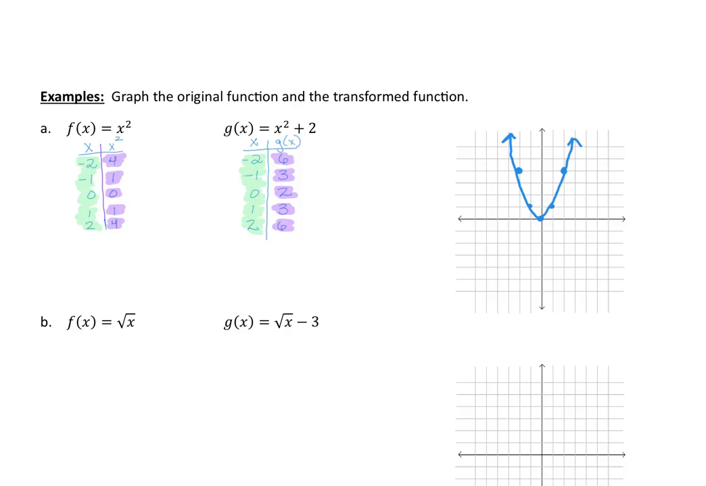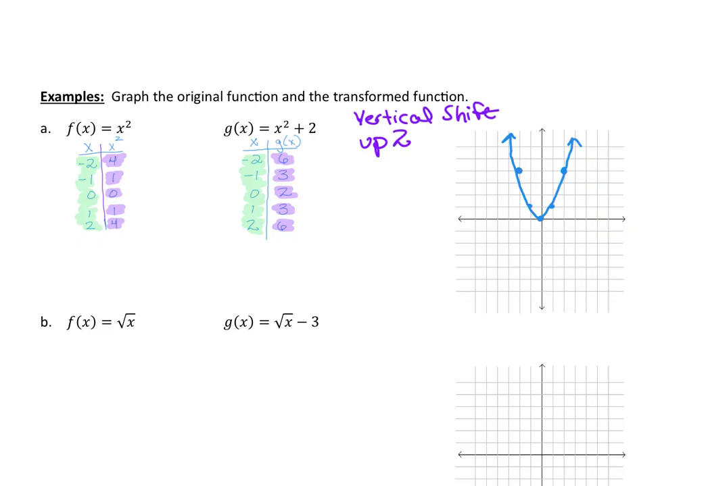We get something that looks like this. Now we've talked about what this +2 does in terms of our table, but what we want to do now is talk about what it does visually. Visually, what this does is a vertical shift, and we are going to go up 2.